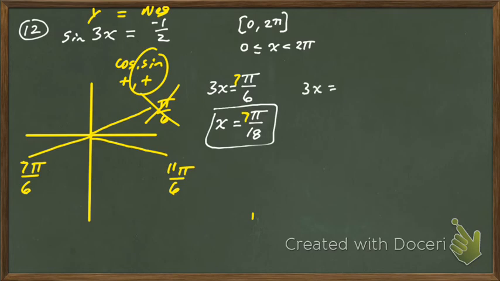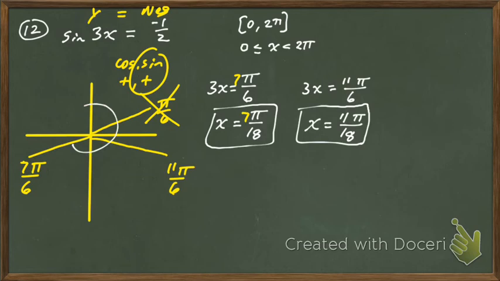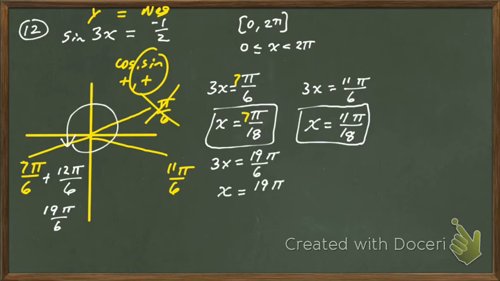What else might 3x equal? 11 pi over 6. Multiply by 1/3, and that gives me 11 pi over 18. Why might I add 2 pi to 7/6? If I add 12/6, which is 2 pi, it brings it all the way around, right? So what would that give me? 19/6. So 3x has to equal 19/6. Multiply by 1/3, that's 19/18 pi.